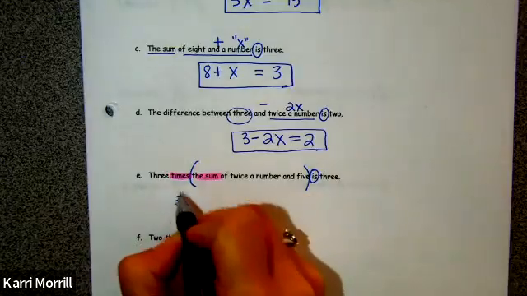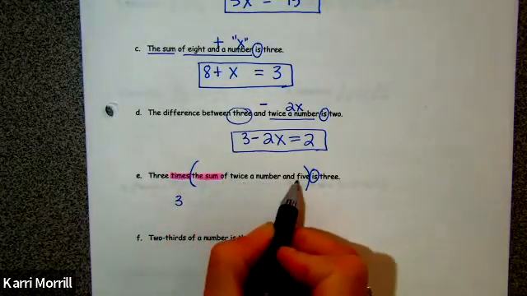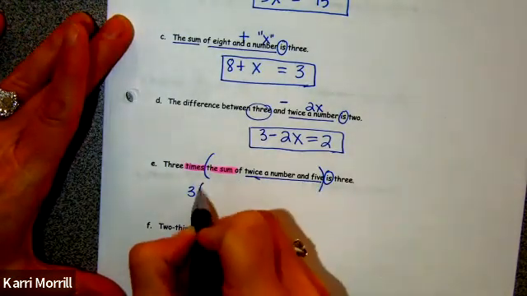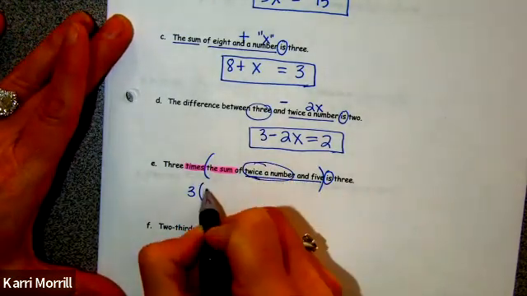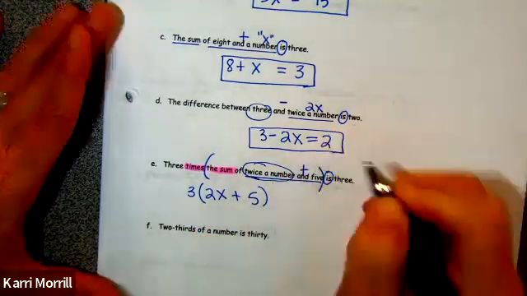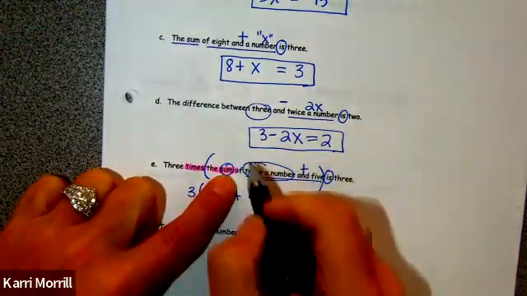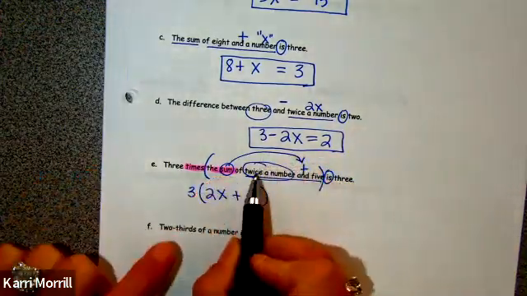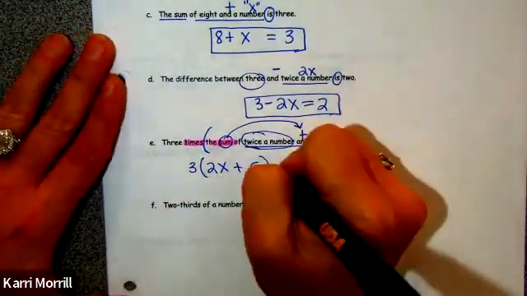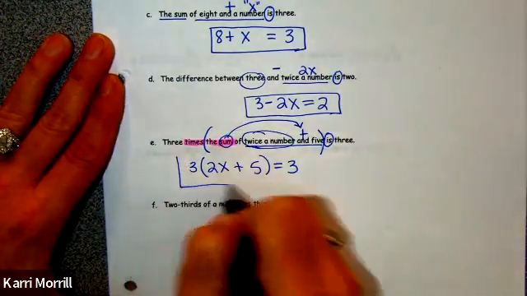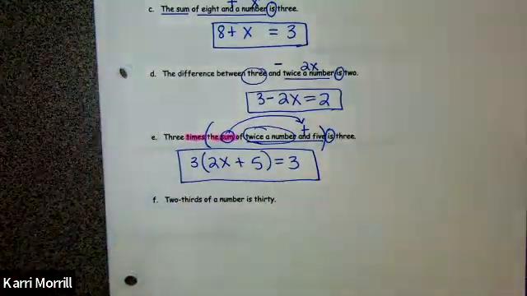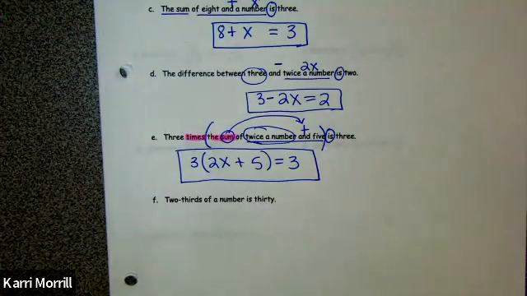We have 3 times the sum of twice a number and 5. How are we going to write this inside the parentheses? Very good. 2x plus 5. So where we see the word and, that's where we do our sum. We know twice a number would be 2x. And then we're going to write equals 3. So sometimes the ones that require parentheses are harder to pick up on, but hopefully I've helped you key in on what to look for.